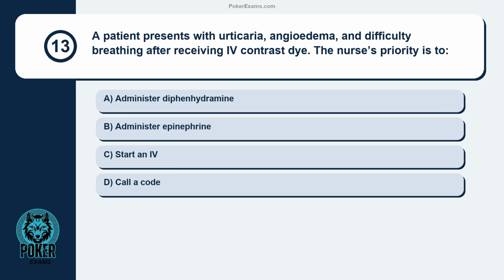Question 13. A patient presents with urticaria, angioedema, and difficulty breathing after receiving IV contrast dye. The nurse's priority is to administer diphenhydramine, administer epinephrine, start an IV, call a code.